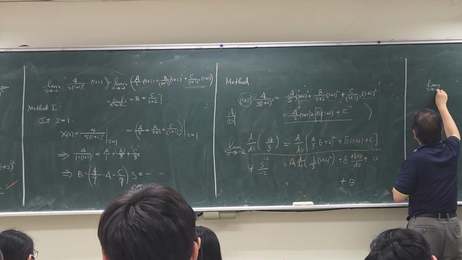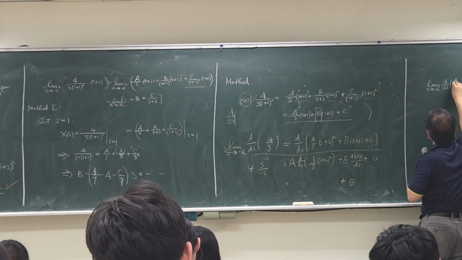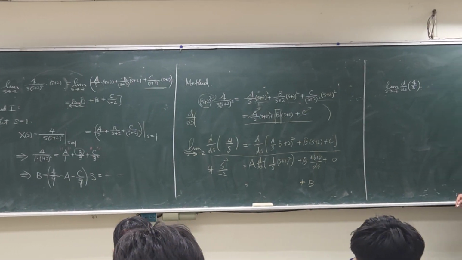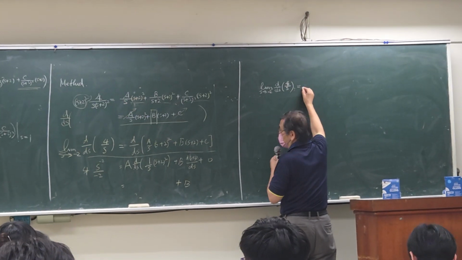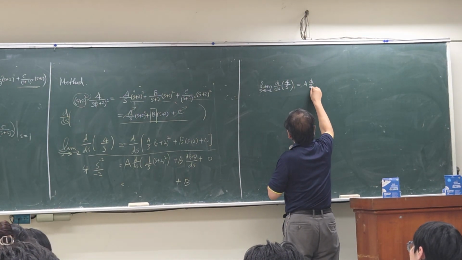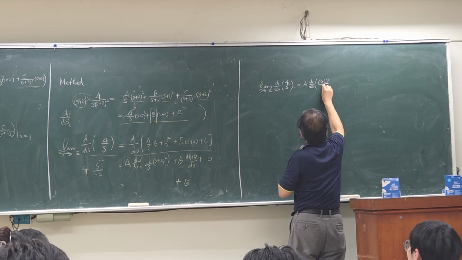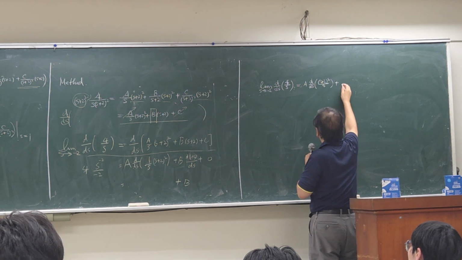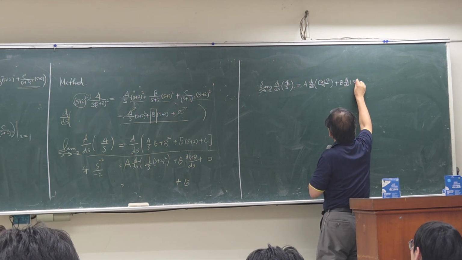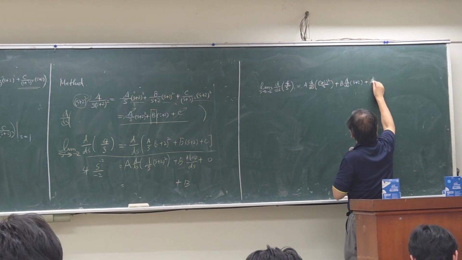As s approaches the pole, we differentiate the function over s. On the right-hand side, we have A times d over dx of (s plus 2) squared over s, plus B times d over dx of (s plus 2), then C.